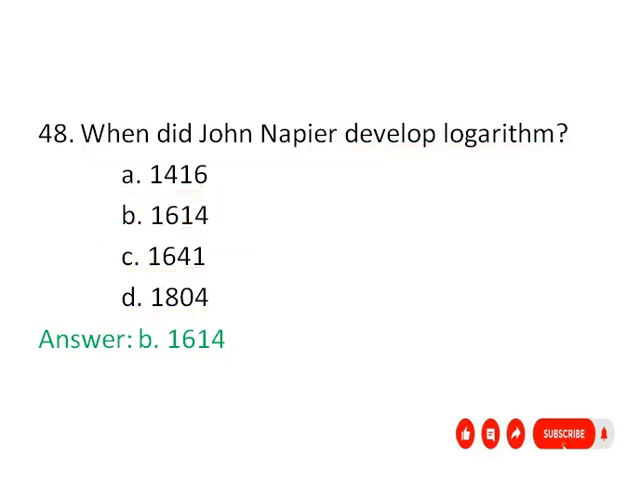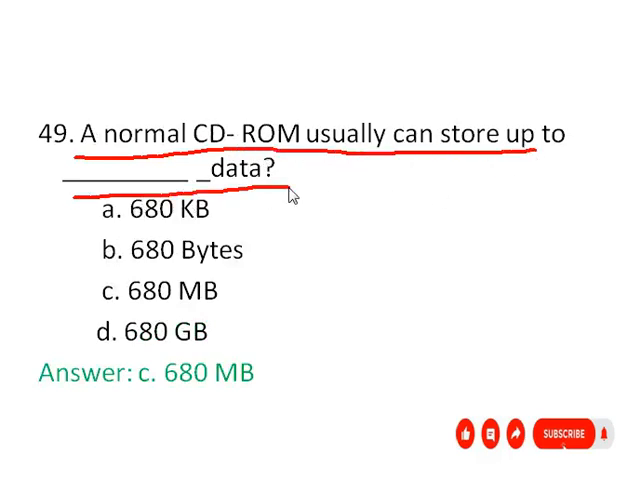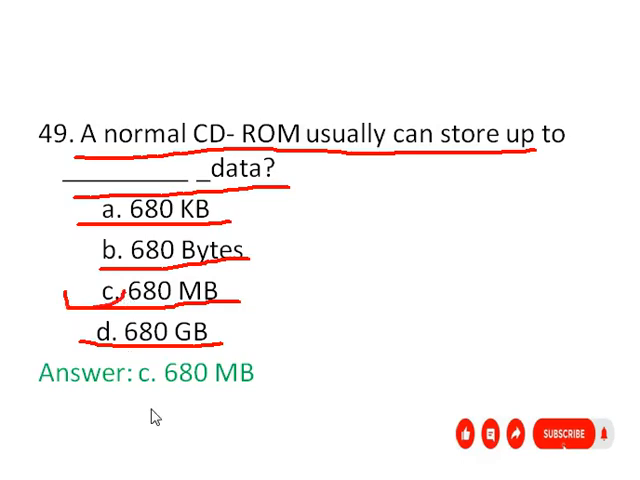Our next question is, a normal CD-ROM usually can store up to dash data. Option A 680 KB, option B 680 bytes, option C 680 megabytes, option D 680 GB. So our correct answer is option C, 680 MB.